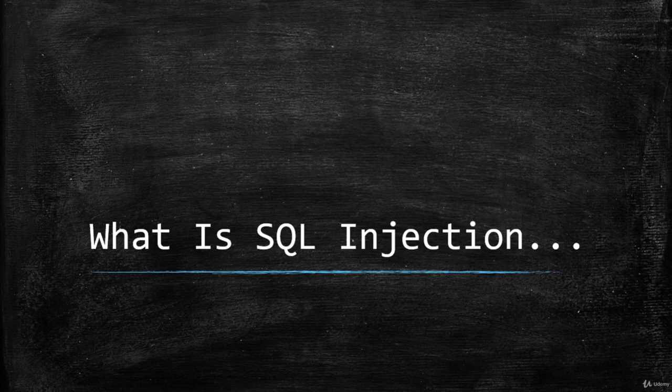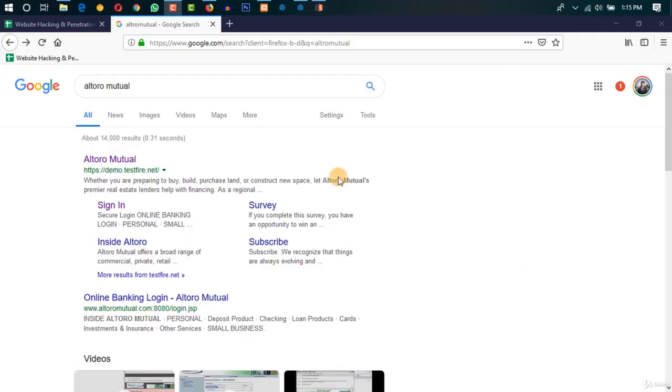Hey, welcome back everyone. This is Sagar from UpDegree, and in this lecture we're going to start my favorite, SQL injection. Now SQL injection is a very serious vulnerability which is even found in many websites. There is an online banking site called Altoro Mutual, and this has been developed by IBM for testing purposes, right?